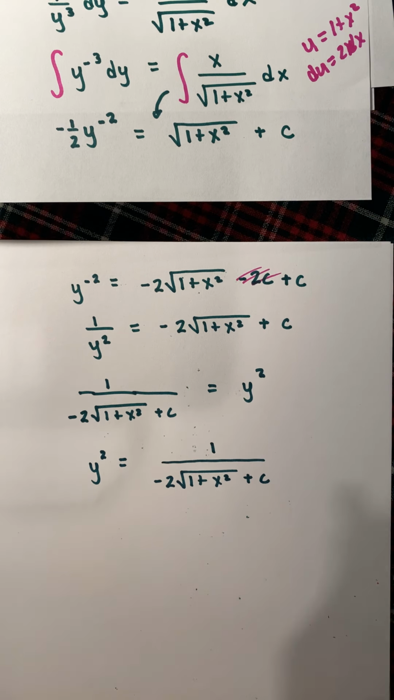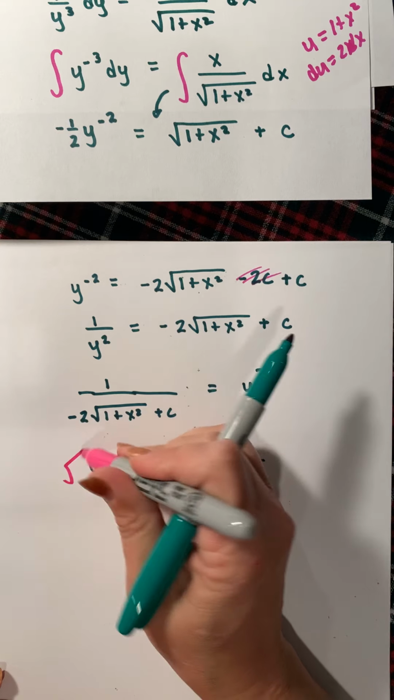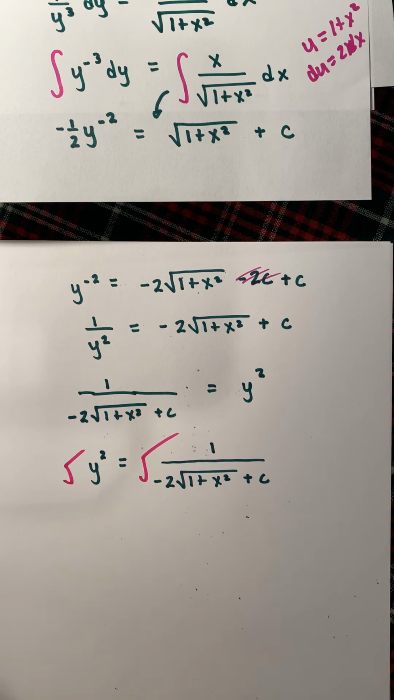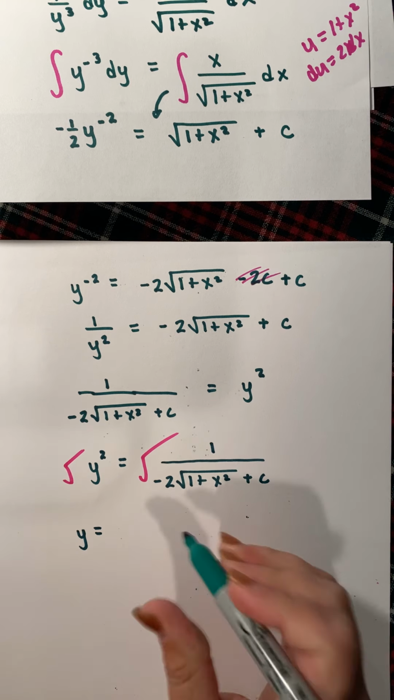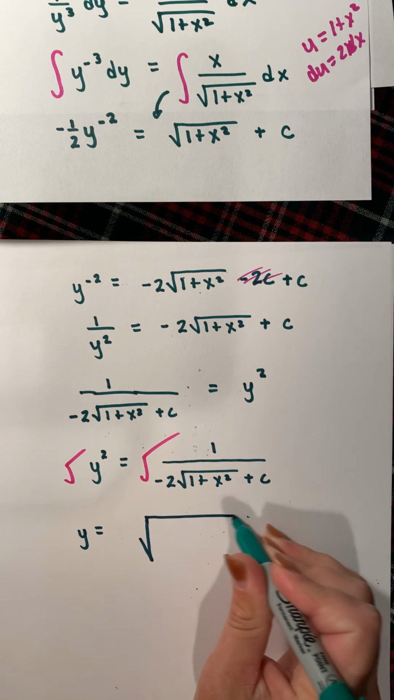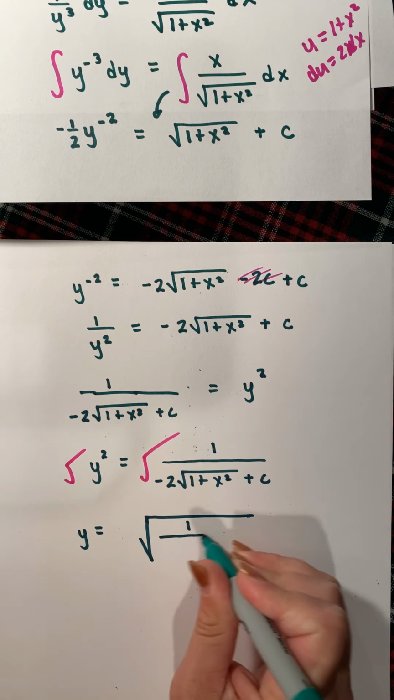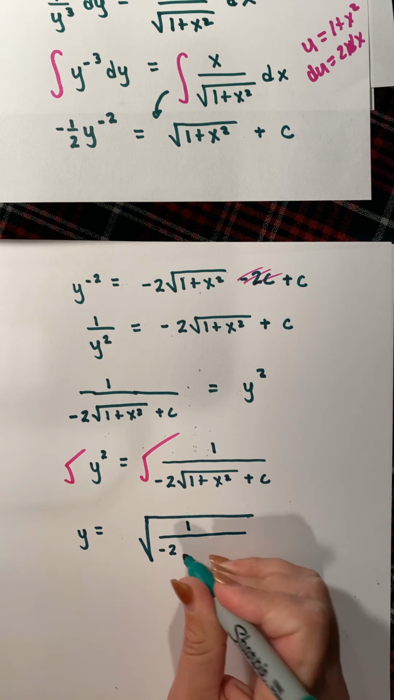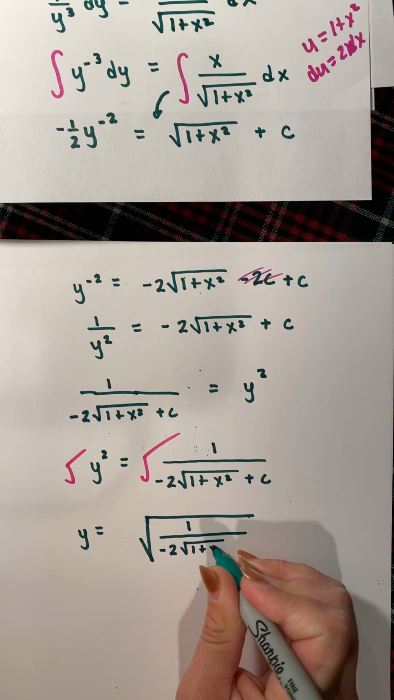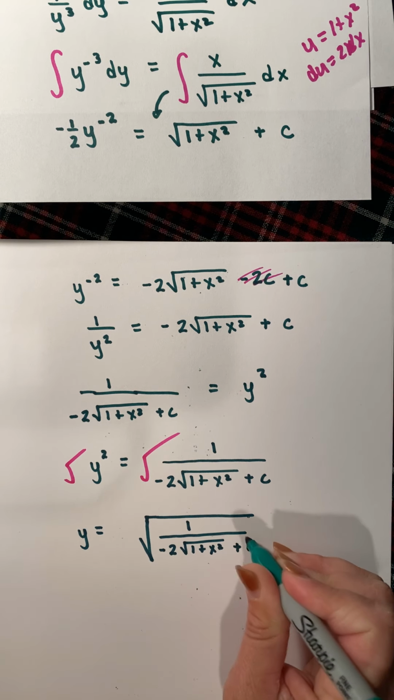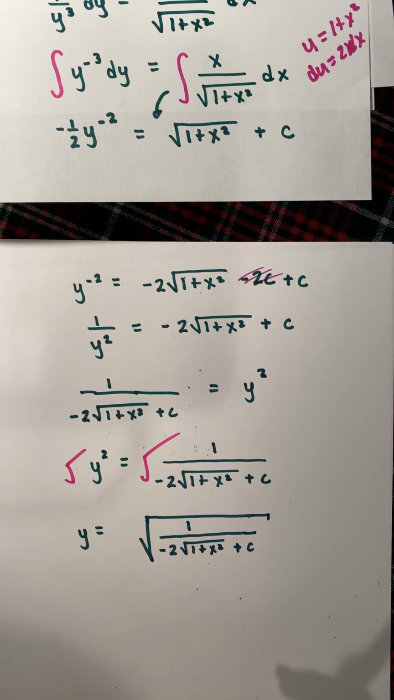All right. Now we're going to take the square root of both sides. So we're going to get y is equal to the square root of, yes, this whole mess, the square root. We have square roots in square roots. And that's okay. Now be super careful here.